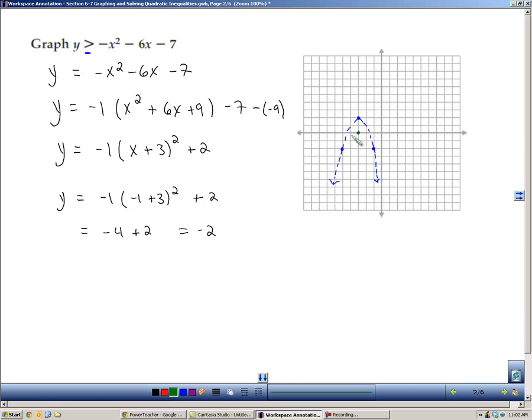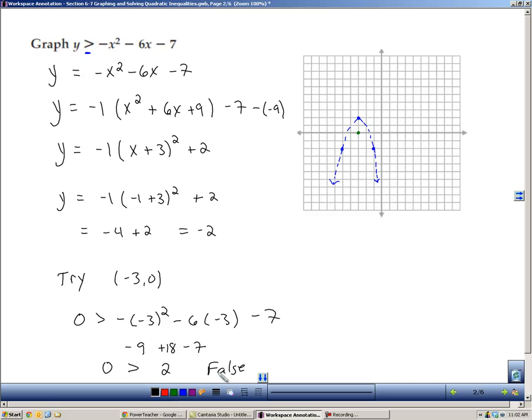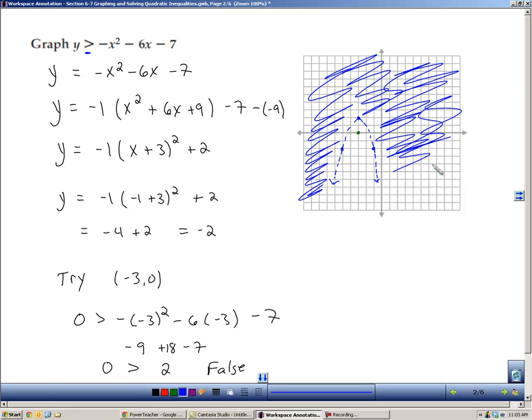I'm going to plug one right here, -3, 0. I like it because it has a 0 in it, and zeros are always great. So I'll plug that into the original. 0 is greater than -3 squared, -6 times -3, -7. So this is a 9 with a negative. This is a positive 18, and a -7. So 9 minus 7 is a 2. Is 0 greater than 2? That's false. Which means that -3, 0 here is in the false area. It's in the side that's not true. I want to shade everything that is true. So I'm going to shade all of this graph outside of my parabola.